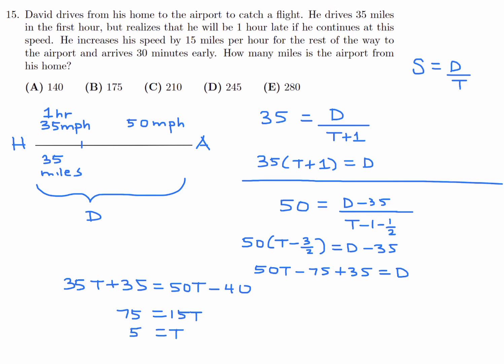So t is equal to 5. Sub it back into any of those equations, and when you do, you get d is equal to 35 times (5 plus 1), which is 6 times 35, which would be 70 times 3, which is 210. So the total distance is 210, and therefore number 15, the answer is C.